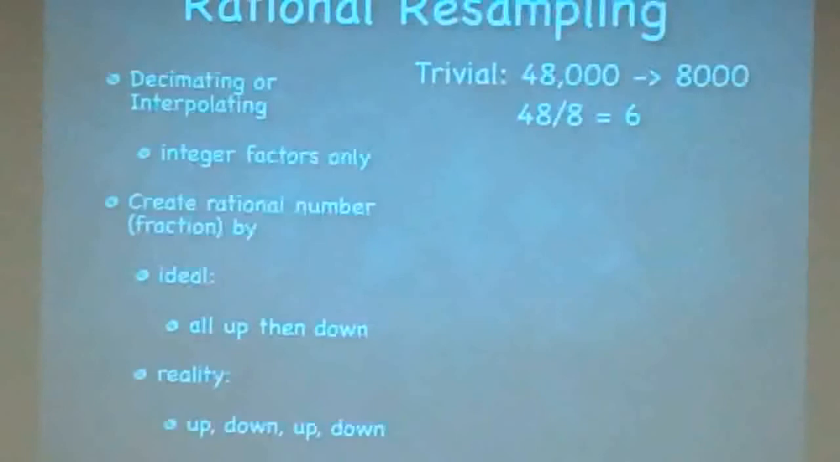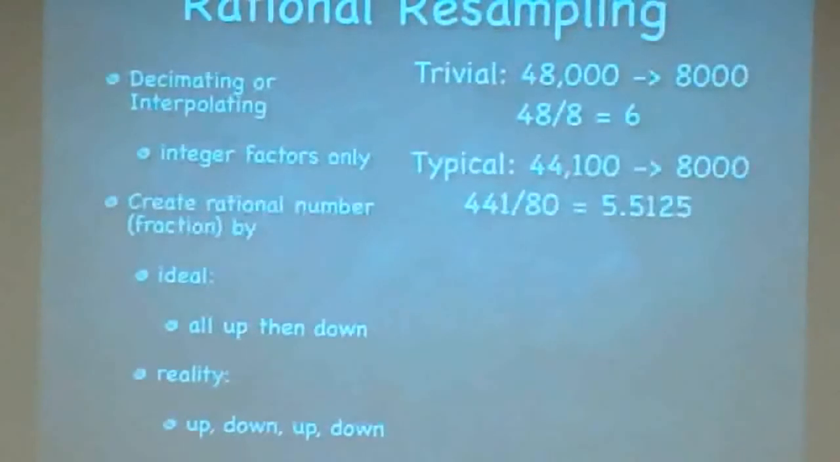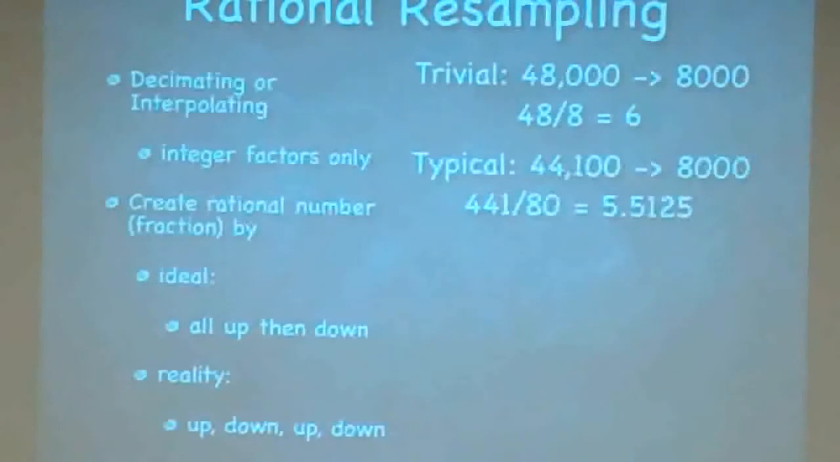Problem is though, a lot of audio systems based on CDs use 44,100, which is not very friendly. So you divide that by 8, you get 5.5125. And you can see where my little linear trick just really failed because it had to skip things to get the samples right. So we're going to have to do more tricks.